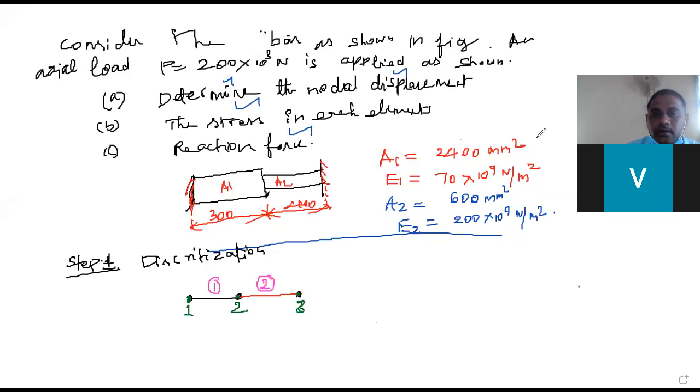Okay, let me start with step number 1. It is actually discretization. So discretizing the domain into small domains, we will be dividing the entire domain into 2 different subdomains, that means 2 different elements. So this entire domain has been divided into 2 different domains.